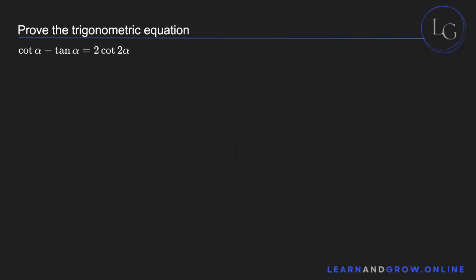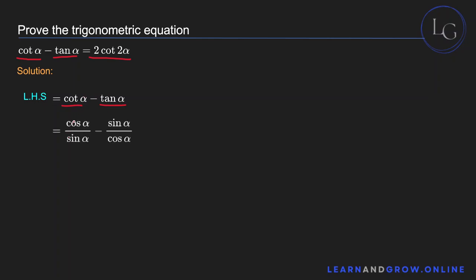Now let's prove the trigonometric equation by using double angle formulas. It says that cotangent alpha minus tangent alpha is equal to 2 cotangent 2 alpha. Let's take the left hand side and prove that it is equal to the right hand side.